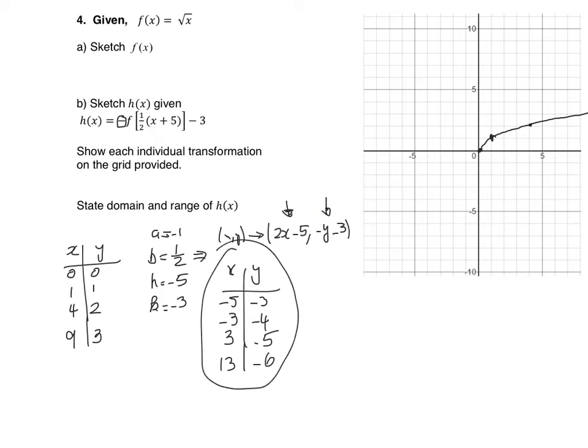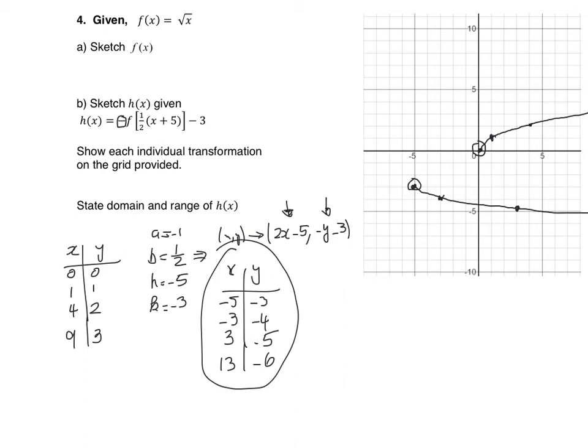Now I'm going to plot these points. When x is negative 5, y is negative 3, which is going to be this point. So this is our reflection of the transformation of the origin, this point. It goes to here. When x is negative 3, y is negative 4, which is going to be this point. When x is 3, y is negative 5, which is going to be this point. And when x is 13, which is going to be off the graph, so we can't plot that point, we get a graph which looks like this.